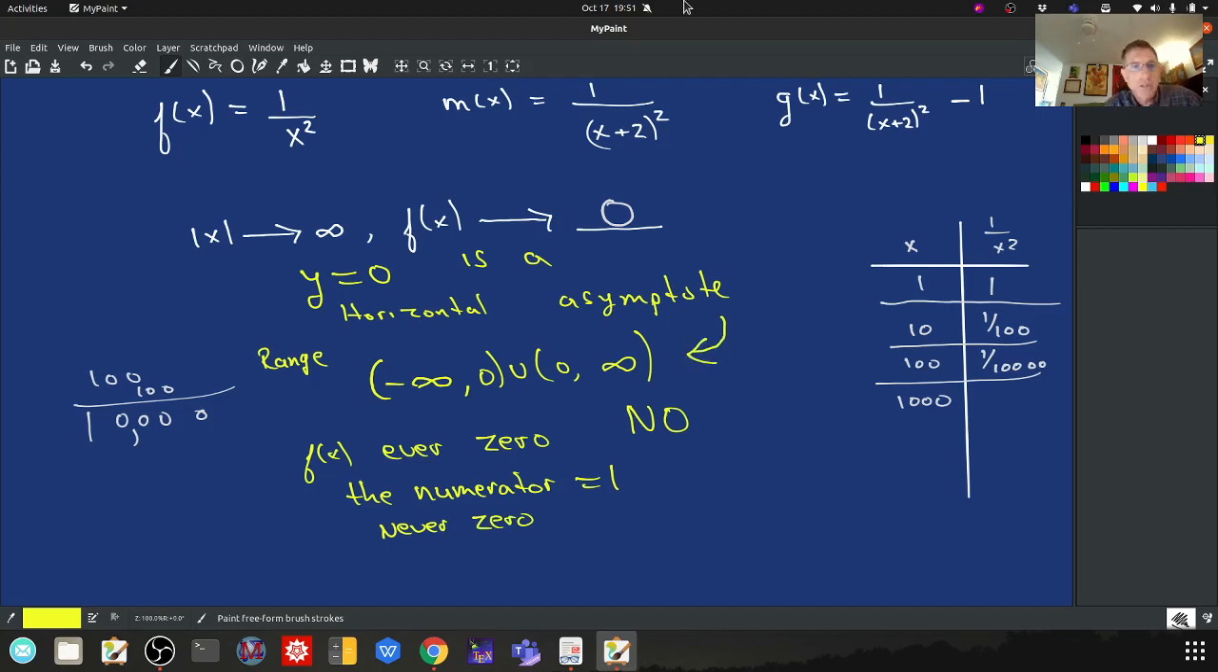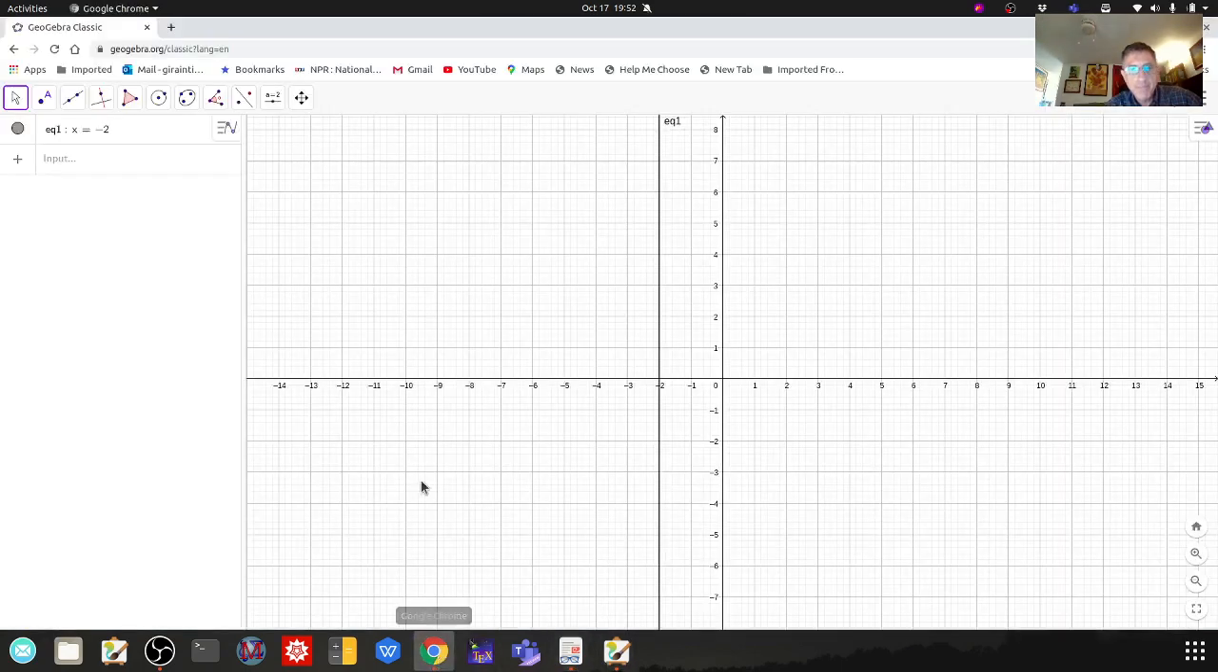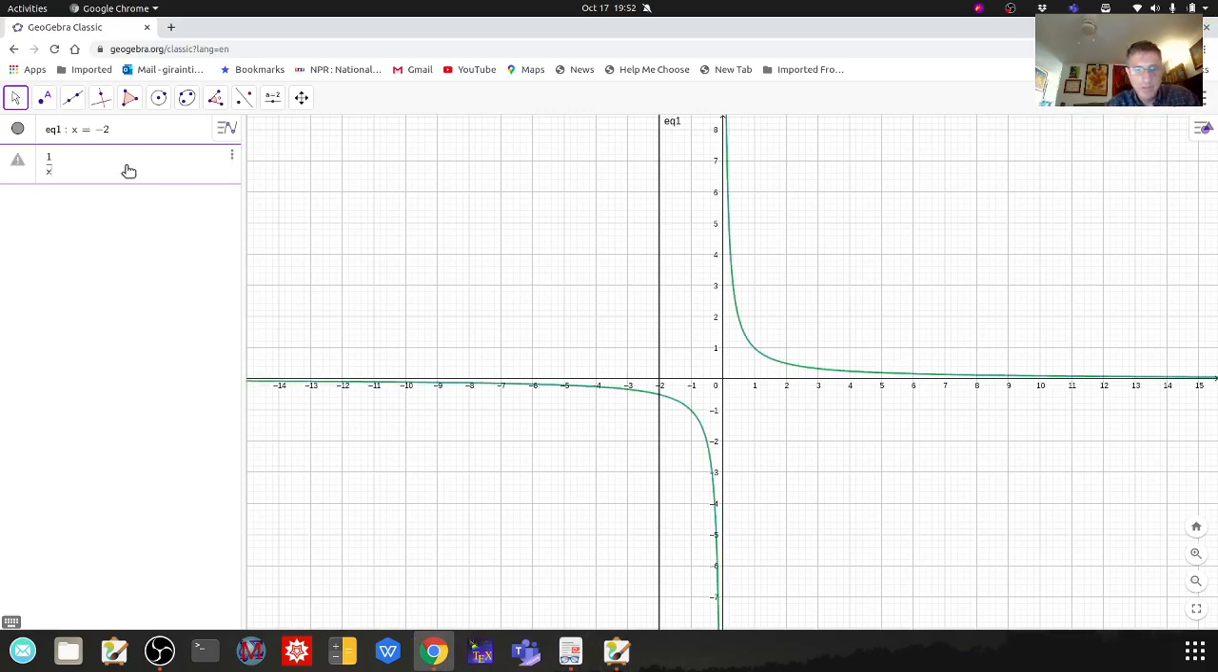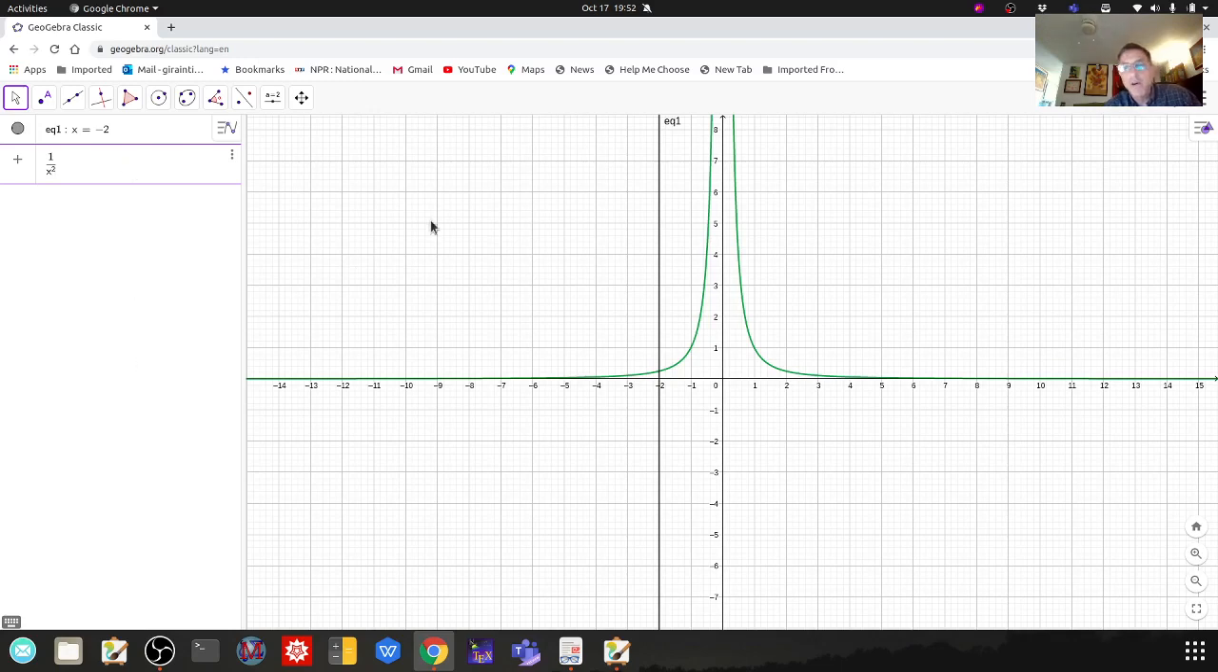So let's take a quick look at 1 over x squared. Wow. So this is 1 over x squared. And notice that it has a vertical asymptote at the y-axis. Also notice that since x squared is always positive and 1 is positive, then the y value is always positive. Yet another observation. Now let's do another one.